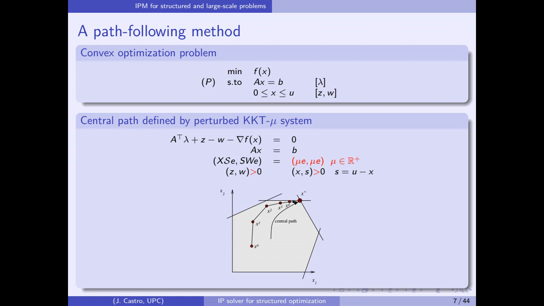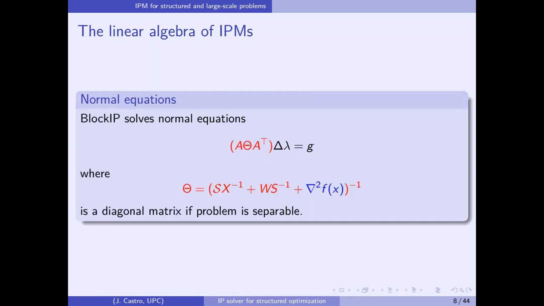The main computational burden of these methods is that at each iteration, for the solution of this perturbed KKT system, we have to solve systems of this form: A, Theta, which is a diagonal scaling matrix, A transpose, times this, the direction of the Lagrange multipliers for the equality constraints, equal to some right-hand side. So this is the difficult step in an interior-point method. Interior-point methods are very efficient in number of iterations, but each iteration can be very expensive computationally. So at each iteration, we have to solve that: A, the constraints matrix, the scaling matrix, the constraints matrix transpose, okay?